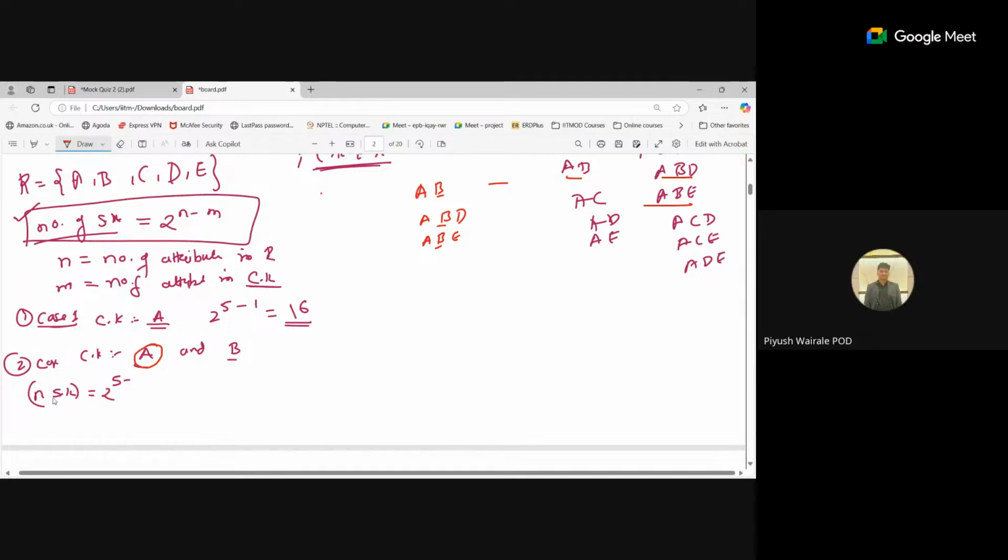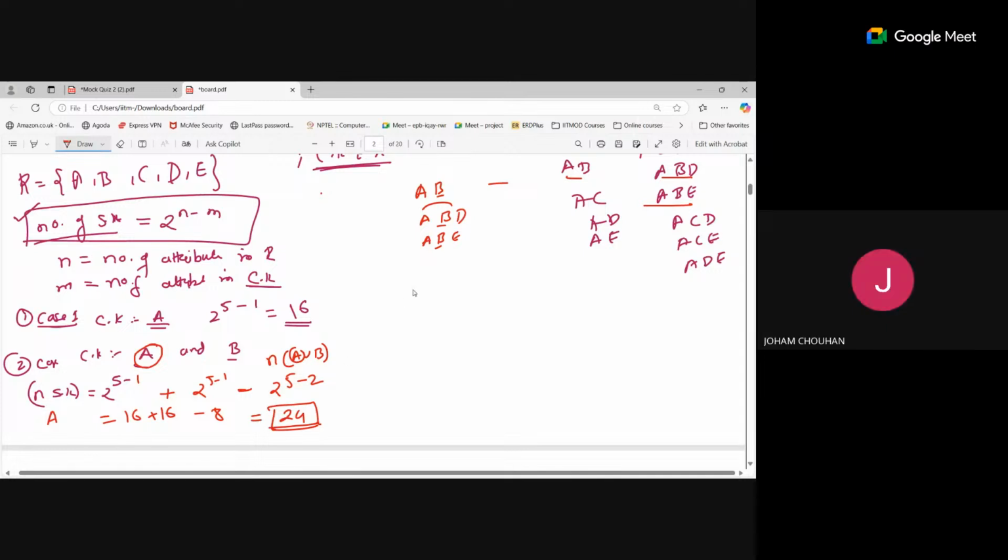First, I'm going to find the number of super keys using A. That will be 2 to the power 5 minus 1. Then plus the number of super keys using B, which will be 2 to the power 5 minus 1 as well. Minus this combination we have to remove, the number of super keys using A union B. Whenever I say A union B, A and B are both different sets of attributes which are the candidate keys. We'll discuss a few more examples here. Together, that is AB as a combination, will be 2 to the power 5 minus 2, so that will be 16 plus 16 minus 8, which is 24.